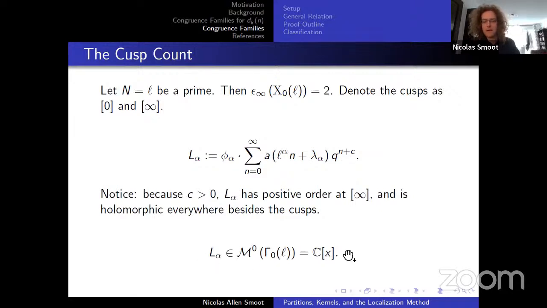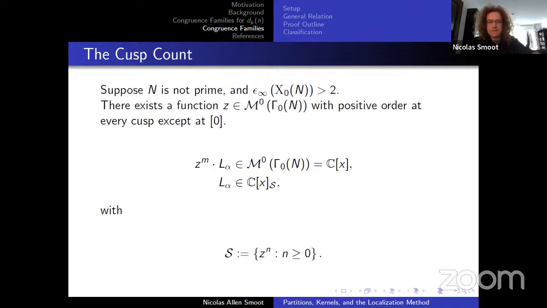So I can write L alpha as a polynomial in x. And you can probably expect very often I can write L alpha as an integer polynomial in x. And the coefficients of the powers of x will give me arithmetic information. That's how the standard proofs often go.